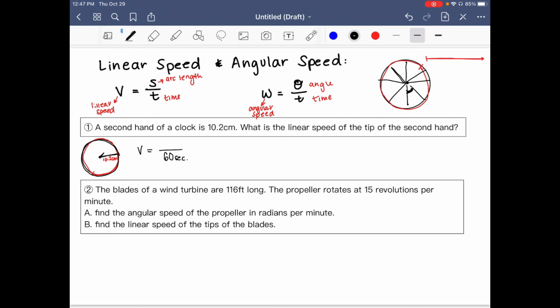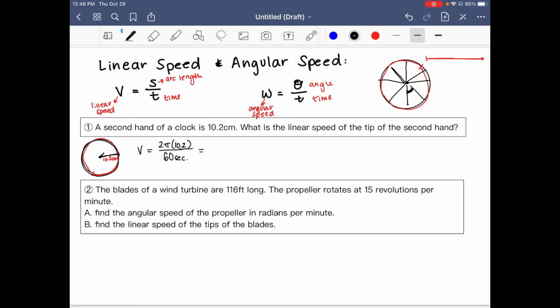If they gave us a different problem where they were giving us a chunk like this, then I would go ahead and find the arc length using the proportion method. But right now, we're just talking about the circumference of the entire circle, since we're going all the way around the circle. So circumference is 2 pi r. My radius is 10.2 because that's how long the second hand is. All I would do now is simplify this in order to get my linear speed.